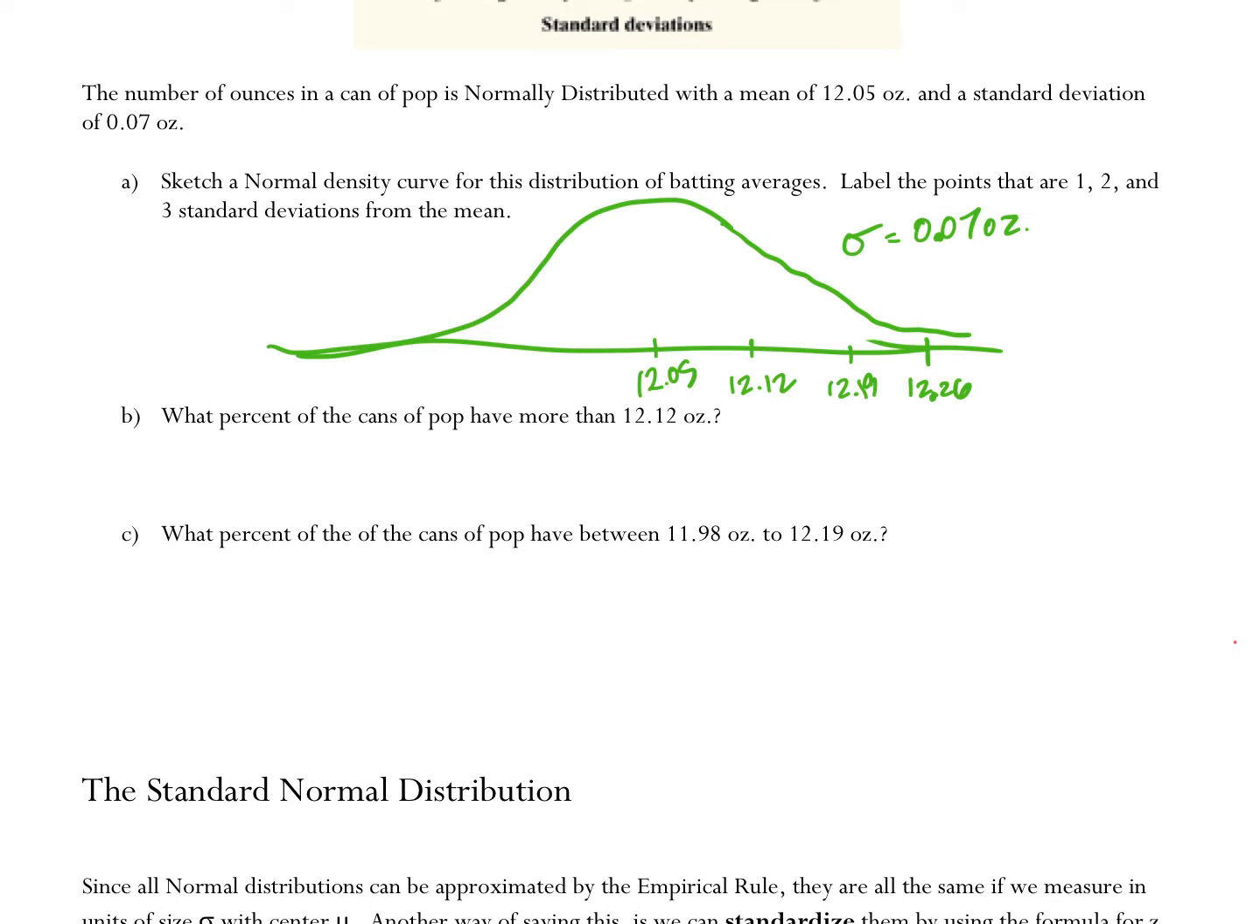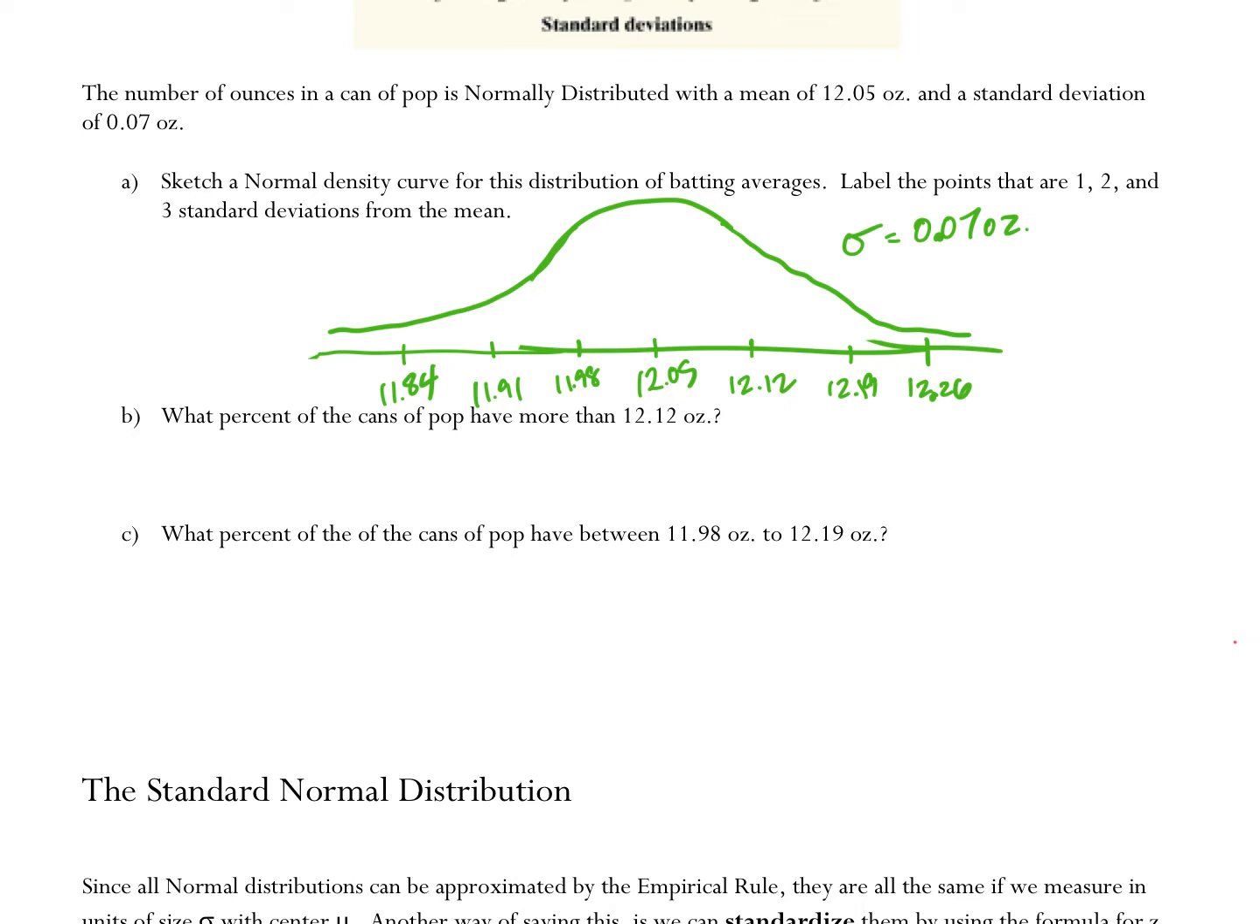Okay? So one of the things I like about describing things as normal with standard deviation is we can see a lot of things. All right? And likewise, if I go on the other side, this would be 11.98. My graph here isn't as clean as I'd like it to be. And then we'd have 11.91. And then 11.84. And all I'm doing is adding that 0.07 or subtracting that 0.07.